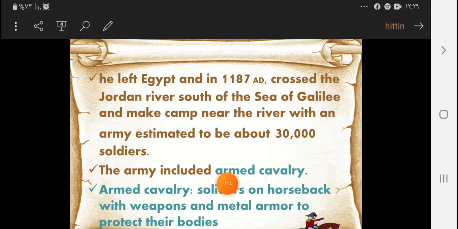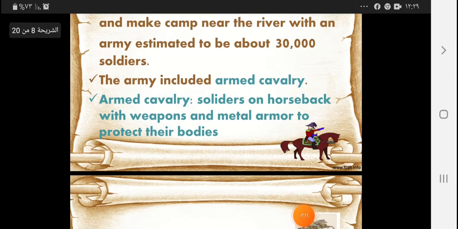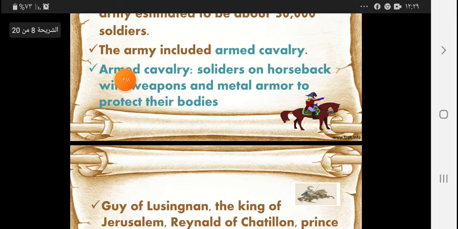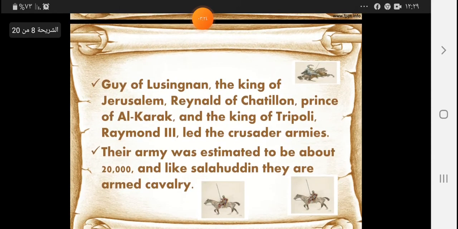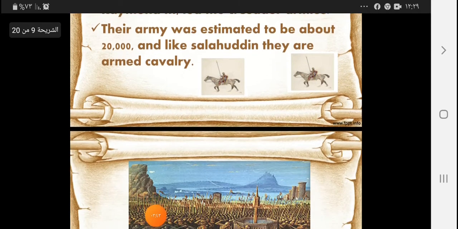The army included armed cavalry. Cavalry means soldiers on horsebacks with weapons and metal armor to protect their bodies. Guy of Lusignan, the king of Jerusalem, Reynold of Cathalon, the prince of Al-Karak, and the king of Tripoli, Raymond III, these three people were the leaders of the Crusader armies. Their army was estimated to be about 20,000, and like Salah ad-Din, they also had armed cavalry.